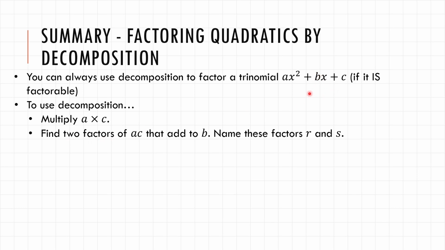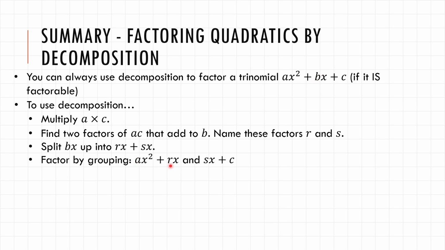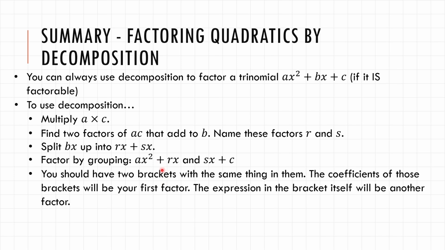And you're going to split this bx term into two separate terms, which we're going to name Rx and Sx, where R and S are those two factors that multiply to AC and add to B. When you split that Bx term up, you're going to group them and factor the first two and the last two by using greatest common factoring. And if you do that correctly, you should end up with two brackets that have the same exact expression in them. The coefficient of those brackets is your first factor, and the expression in the bracket itself is another factor.